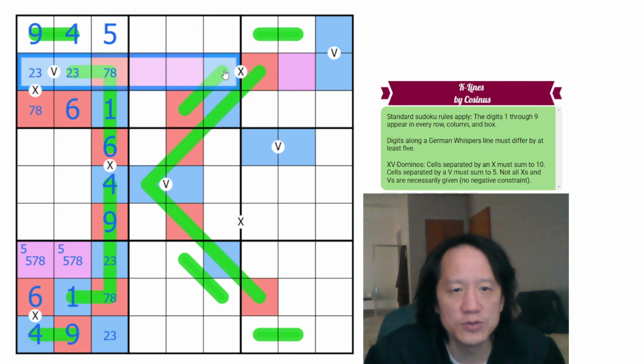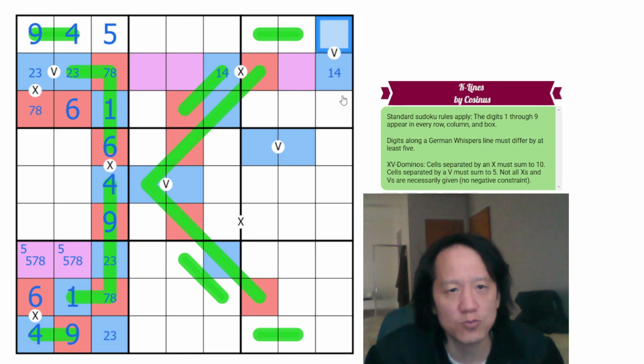This cannot be 2 or 3. So we know this cell must be 1 or 4, and this cell must be 1 or 4. Since this is a 1 or 4, it can only be with another 1 or 4. So this has to be 1 or 4, but the 4 cannot be here, so this must be 1, which makes this a 4, which makes this a 1.